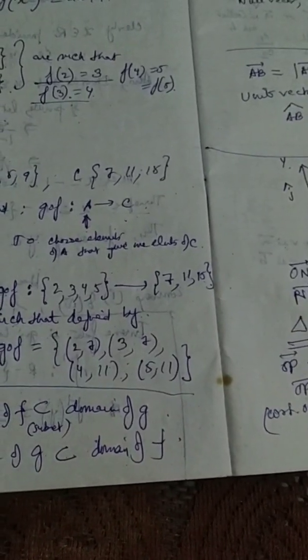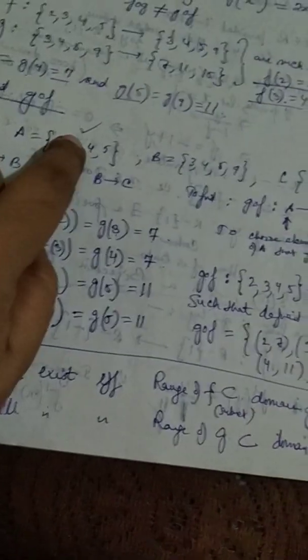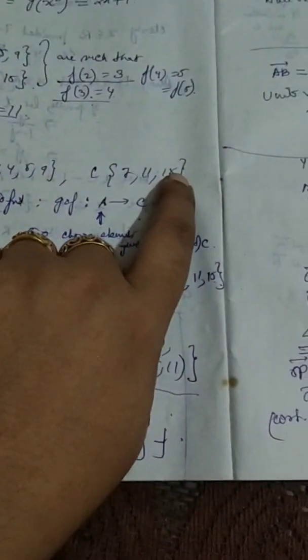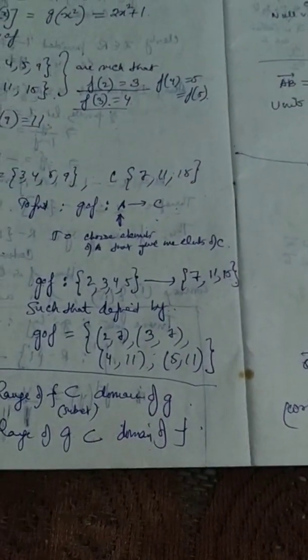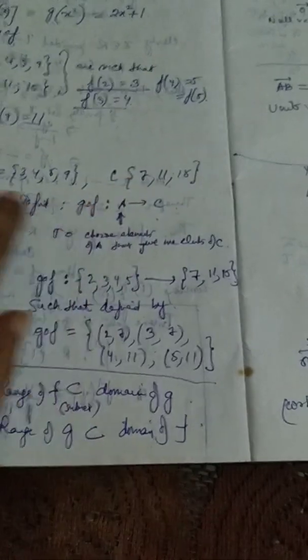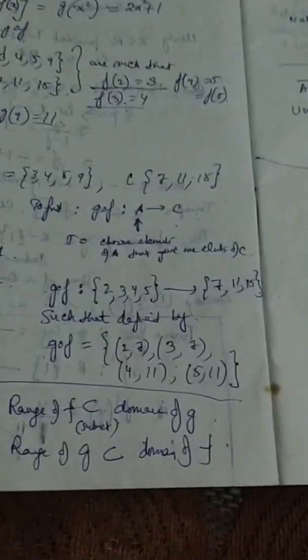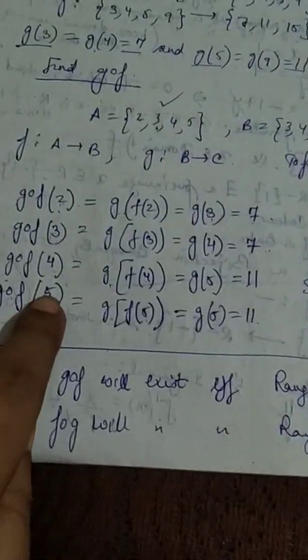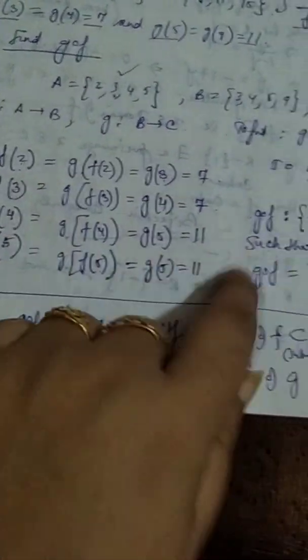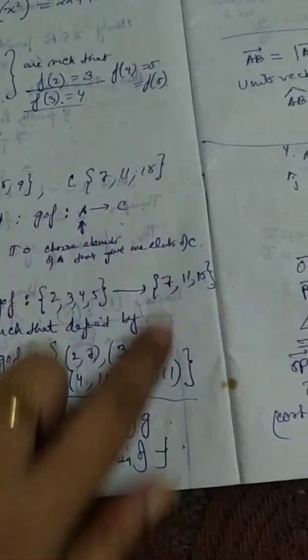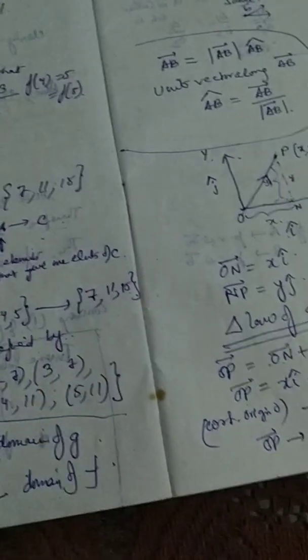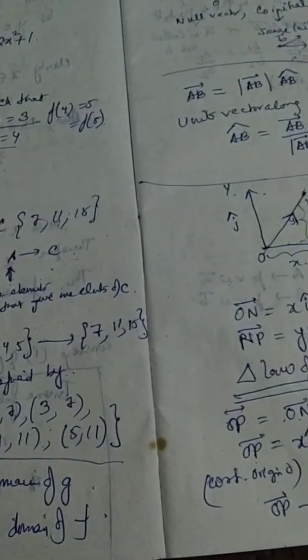G compose F is a mapping from A to C. A is given over here, C is given over here. And how is it defined? 2 is associated with 7, 3 is associated with... no, 3 is associated with 7, 4 is associated with 11, and 5 is associated with 11. The element 15 is redundant. It is left as it is. Doesn't matter.